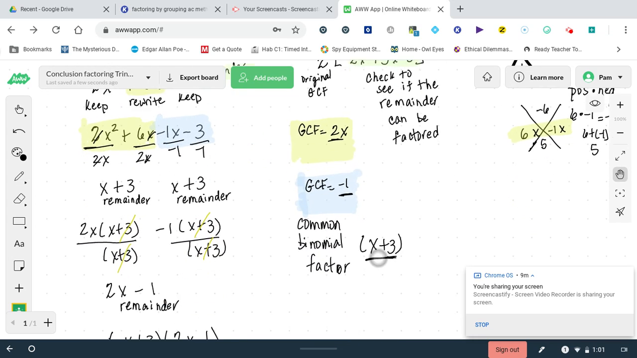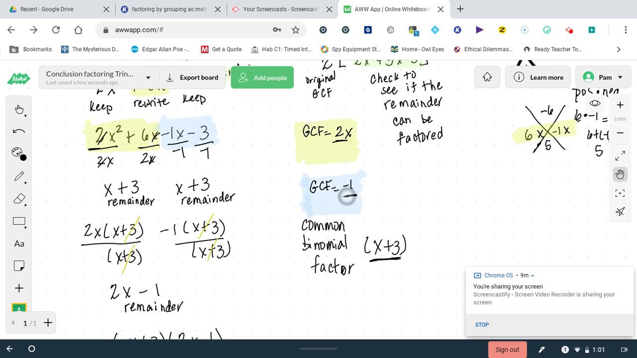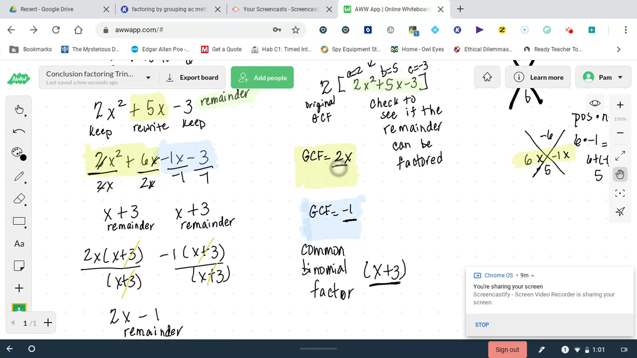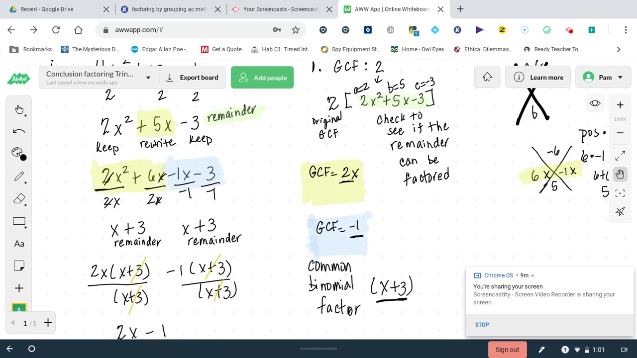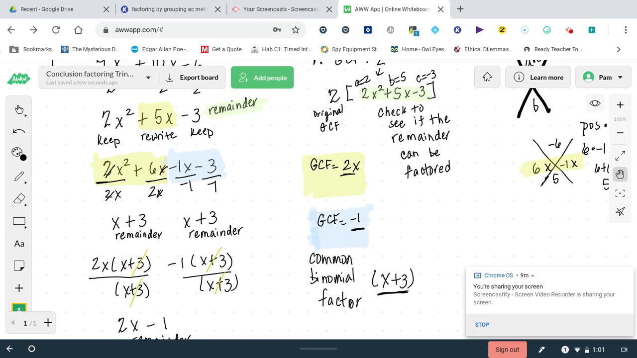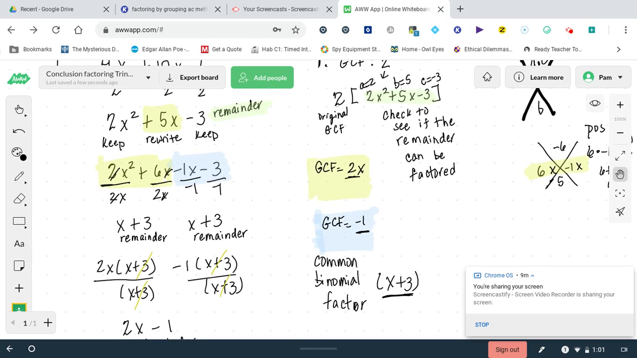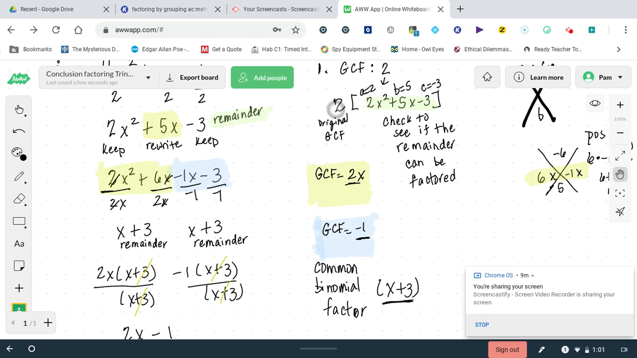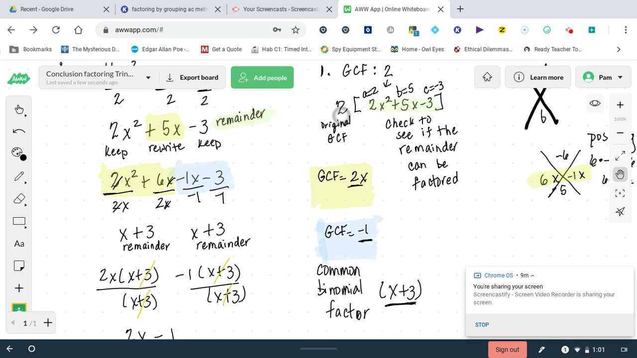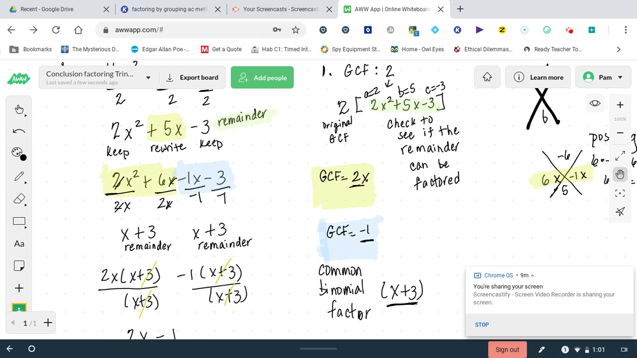Basically, I see a common binomial factor that's acting as a GCF. I see a GCF of negative 1. I see a GCF of 2x. And I see an original GCF of 2 right here. What do I do with that 2? Well, where was the 2 sitting? Where was it placed to begin with? Where it was placed first.